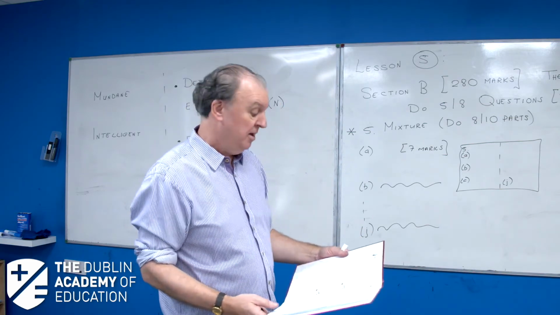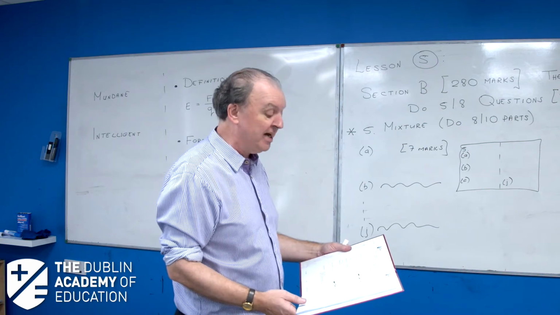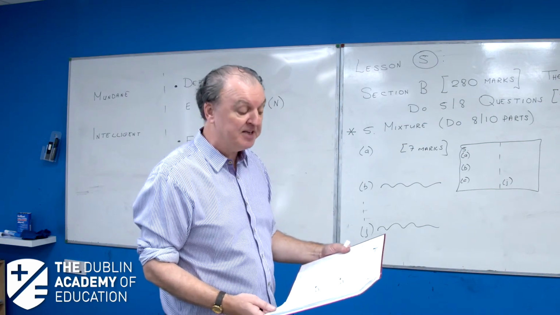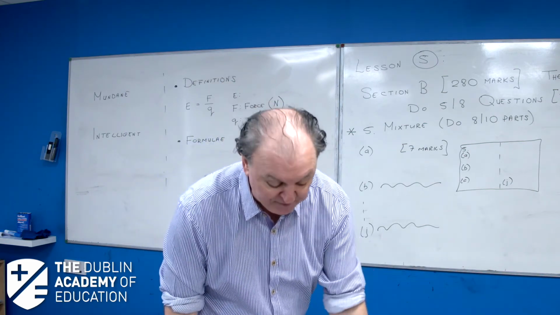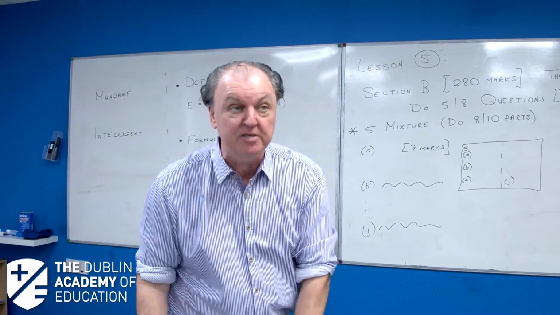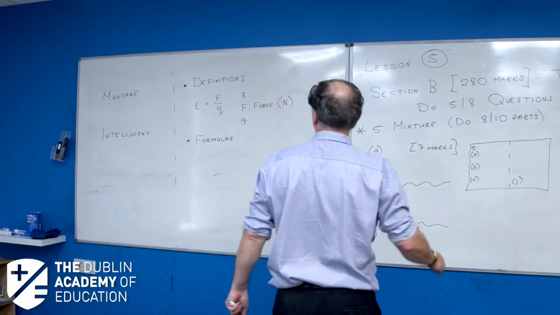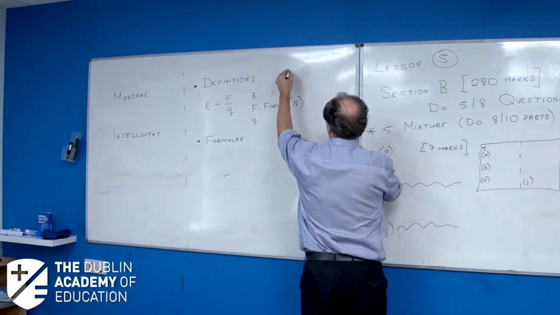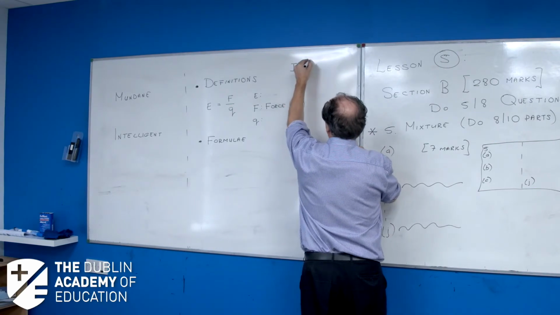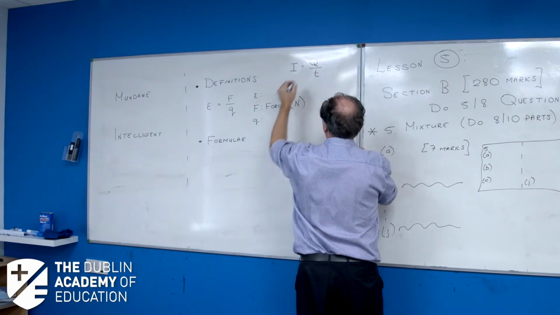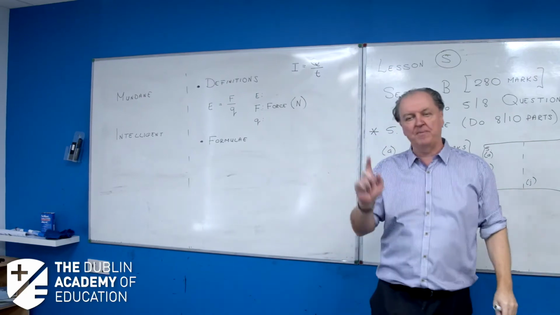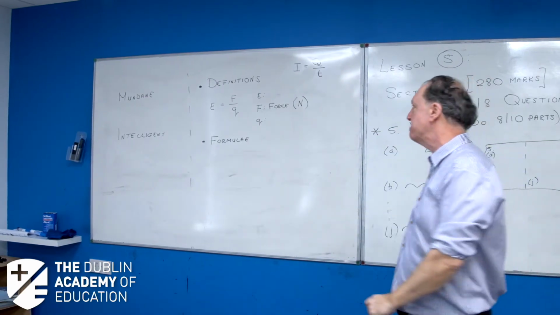Occasionally, we don't have the formula in our table book. If that's the case, you just have to learn it. There is one particularly well-known formula that's not there. It's the formula for current: I is equal to Q divided by T. That's not in your table book, so you have to learn that. But that's pointed out in your summary.